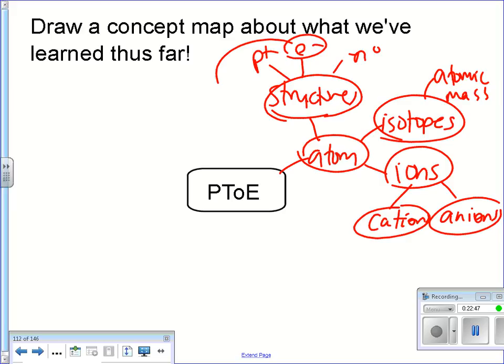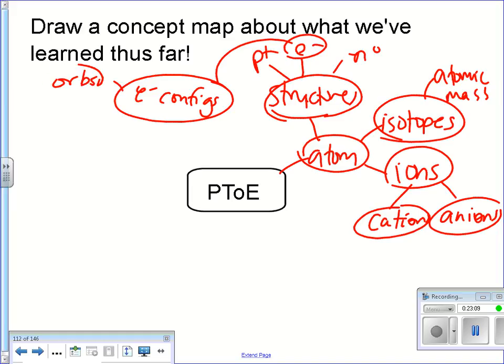Okay. Of the electron, what can we do now? We know so much about electrons. How do we know where they are? What do we write about them? Electron configurations. Okay, so from the electrons, you can write electron configurations. And where does it say the electrons exist? In what kind of orbitals? I'm just going to put orbs. And they come in how many varieties? S, P, D, F, right? All right, so that's cool. They have shapes and stuff.